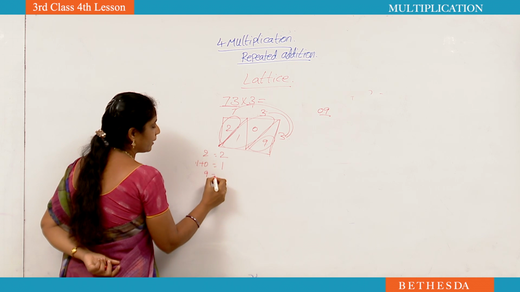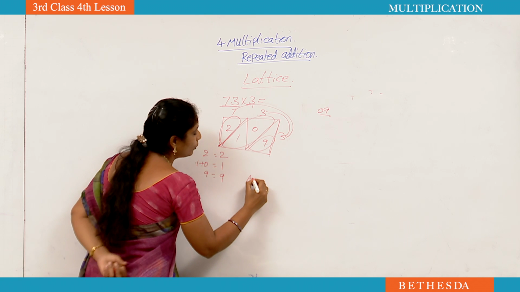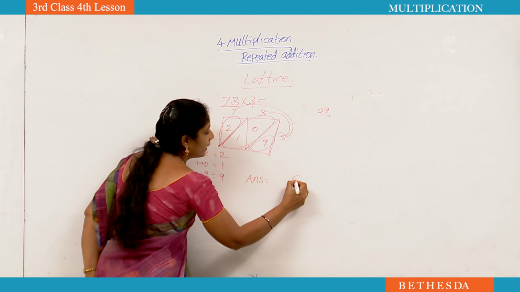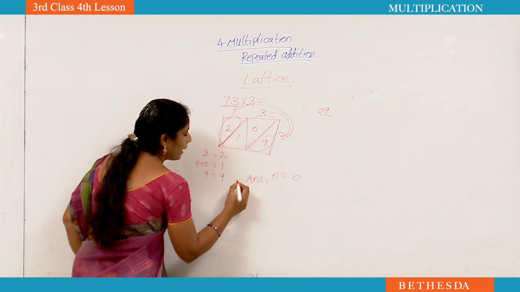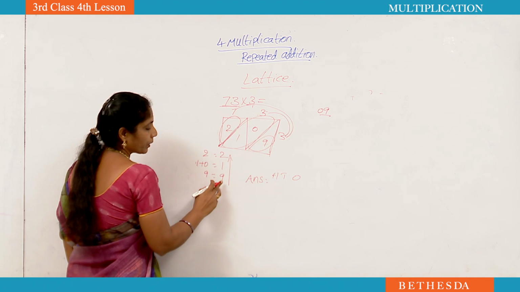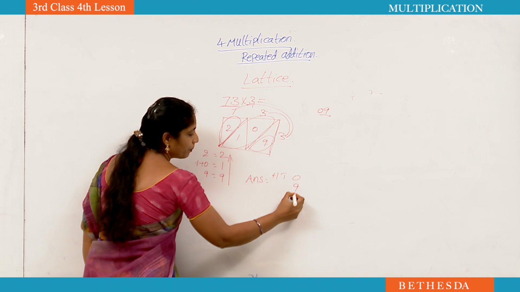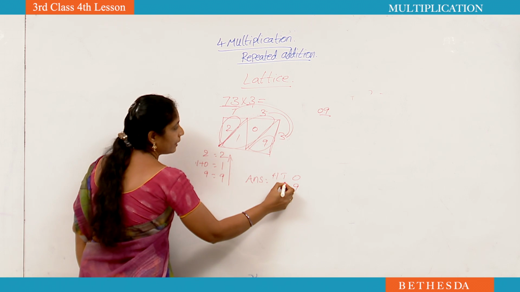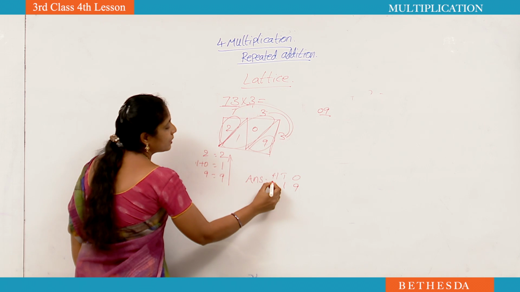Last diagonal 9. Okay, 9. Now how to write the answer? Write the place values first. We always have to write from down to up. The bottom number is in the ones place, the next number is in the tens place, and the last number is in the hundreds place.